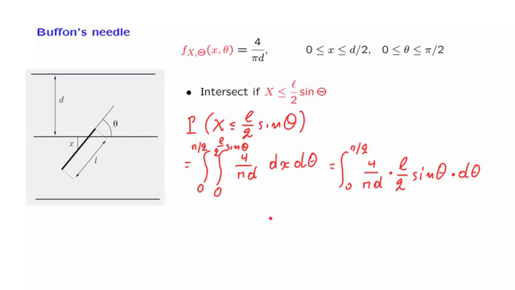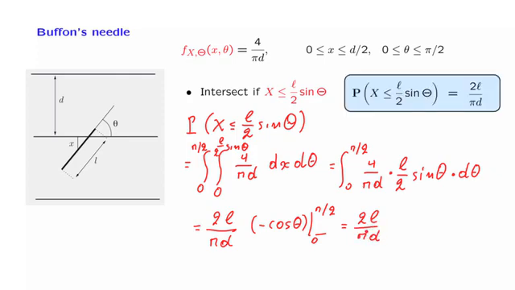And now we need to carry out the outer integral. Let us pull out the constants: this 4 with this 2 gives us a 2. We have 2L over pi d. And then the integral from 0 to pi over 2 of sine theta. Now the integral of sine theta is minus cosine theta, and we need to evaluate this at 0 and pi over 2. This turns out to be equal to 1. So the final result is 2L over pi d. And this is the final answer to the problem that we have been considering.